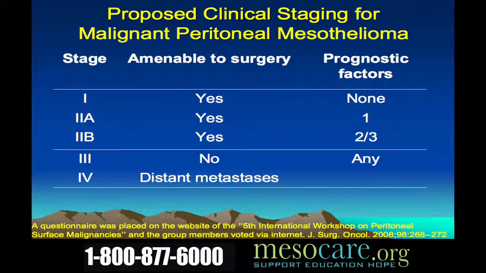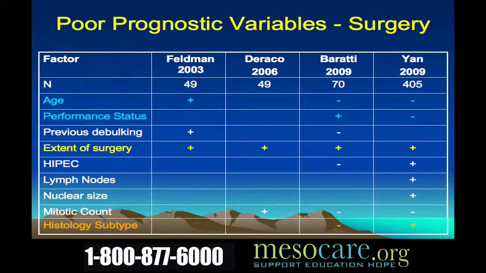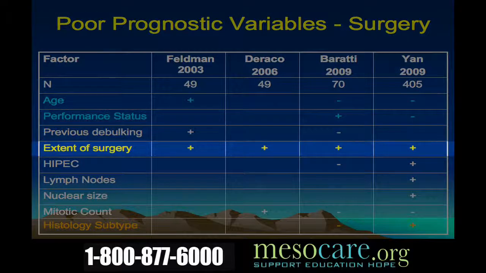Those consensus panelists try to use the prognostic factors to divide the different substages. However, we have no consensus of what is a prognostic factor. If I look at surgical outcome and prognosis variables, the only one that everyone agrees on is that the extent of debulking surgery is a major factor in good outcome. So the more you can remove, the better the outcome.